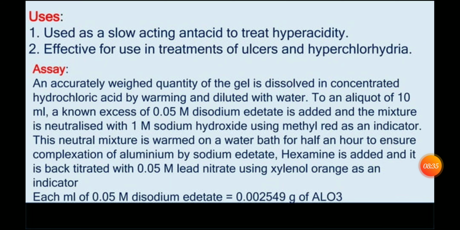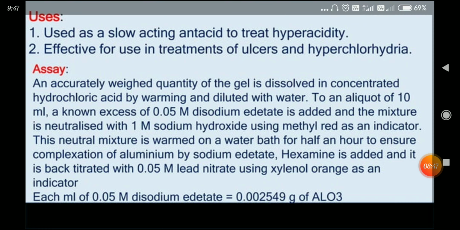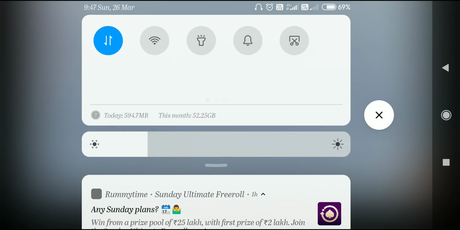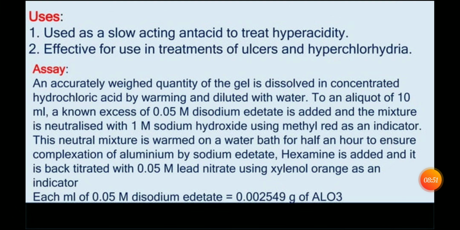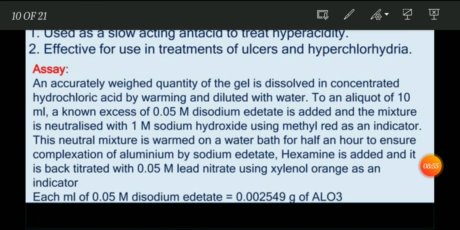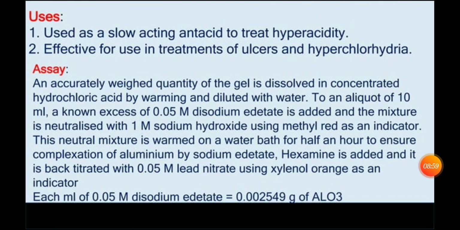Next, the uses of this aluminum hydroxide gel. Used as a slow acting antacid to treat hyperacidity, effective for use in the treatment of ulcers and hyperchlorhydria. Okay. Next is the assay of the aluminum hydroxide gel. What does assay mean? We need to check the purity of the aluminum hydroxide gel.